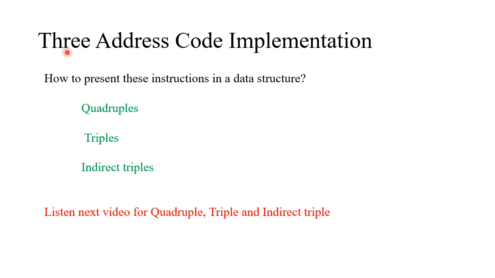Now, the important topic is what are the various ways to implement this three address code. There are three important ways to implement three address code: quadruples, triples and indirect triples.